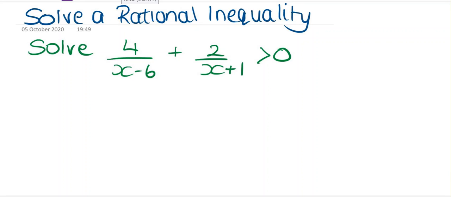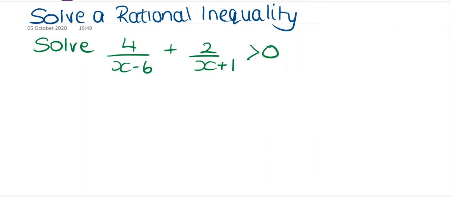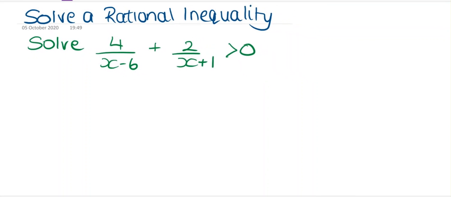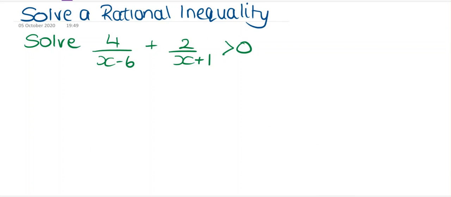Okay, so we're going to look at solving a rational inequality. So this is our question that we're given. We're going to do this using a sign chart. So the first thing we need to do is to cross multiply because we need the denominators to be the same. So this is what I'm going to do.